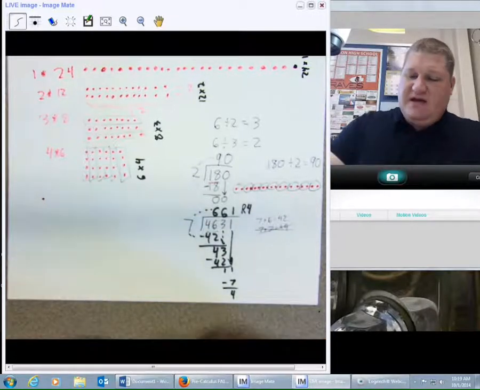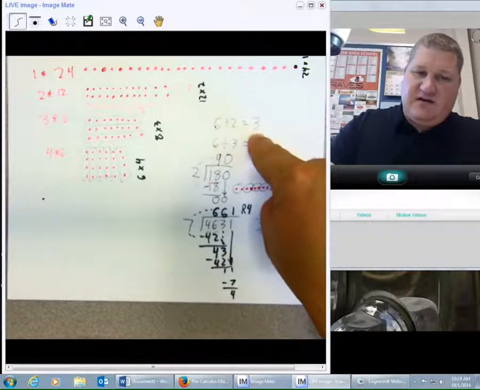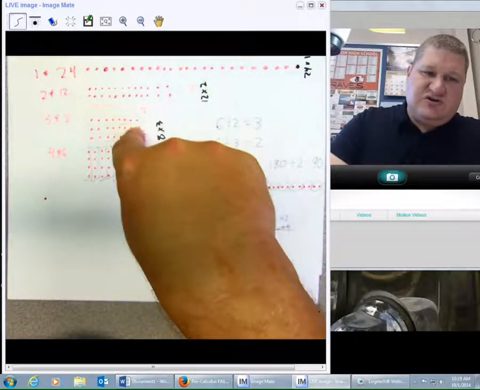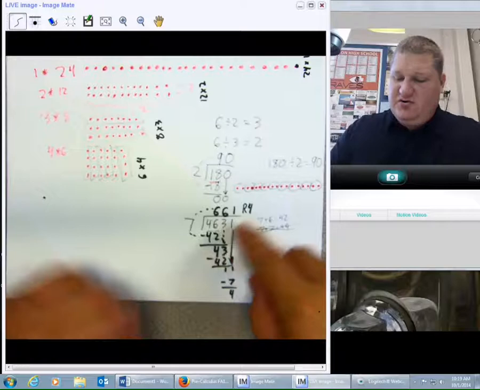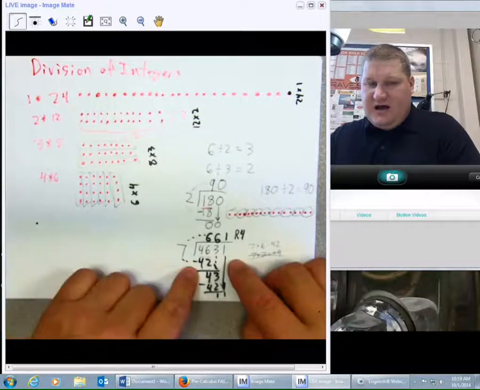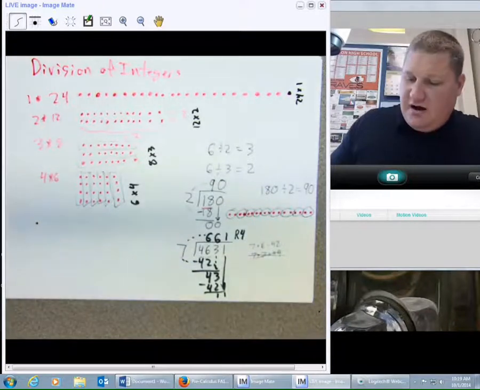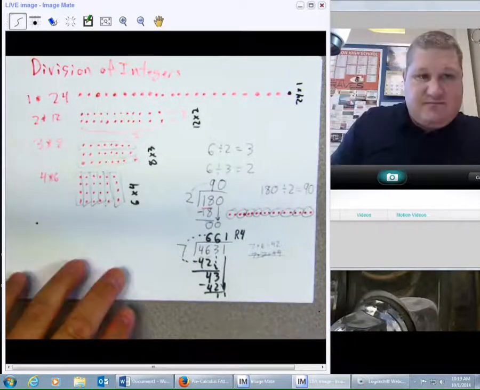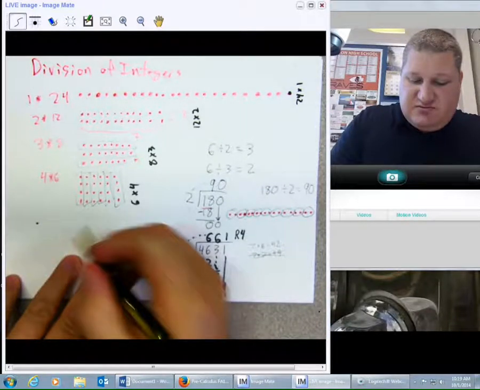So we have division using our facts, division using modeling, and division using long division. And you have to know the process. Now, let's talk about pluses and minuses because we have the same problem.